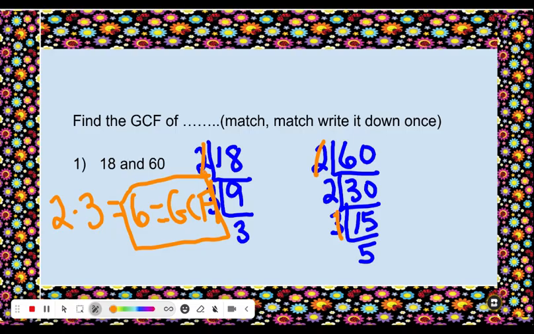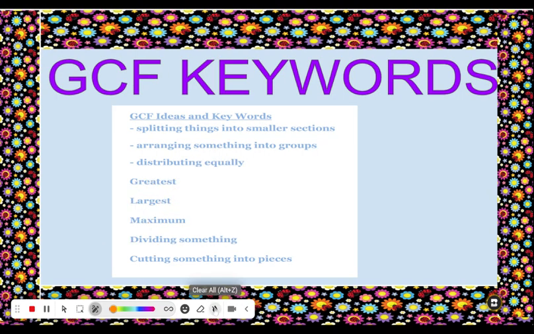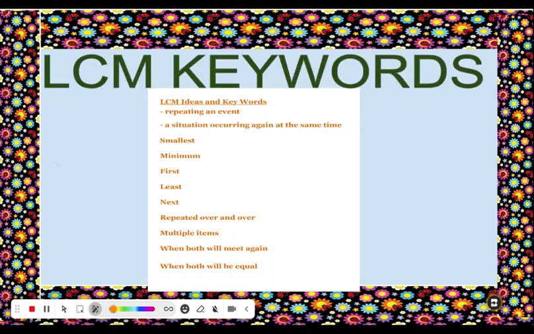Okay, let's try another one. Okay, so keywords for greatest common factor. You can pause the video and take a look at these keywords when we're doing word problems. And then LCM keywords when we're doing word problems. So we're going to do a few word problems.